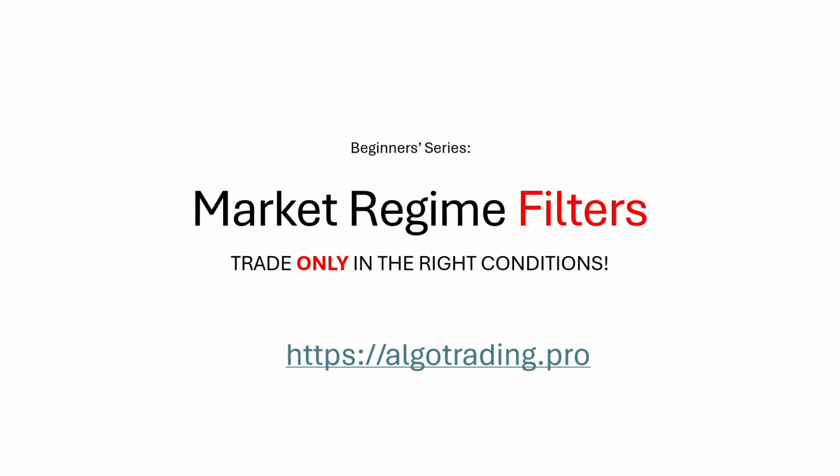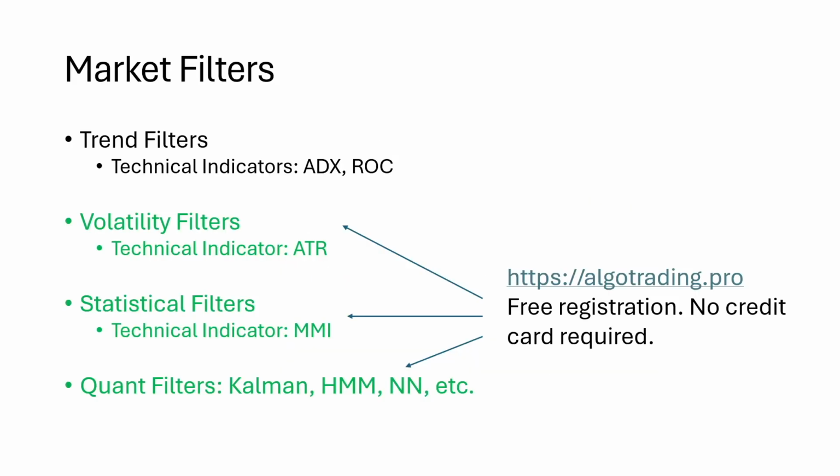And one way to do that is filters, right? So here I kind of classified them for you, or at least the ones that we will discuss in this beginner series. So today, in this video that is posted on YouTube, I will discuss trend filters, and these can be accomplished by using two technical indicators that I chose here, just for exemplification purposes: the ADX, the average directional index, and the ROC, the rate of change indicator.